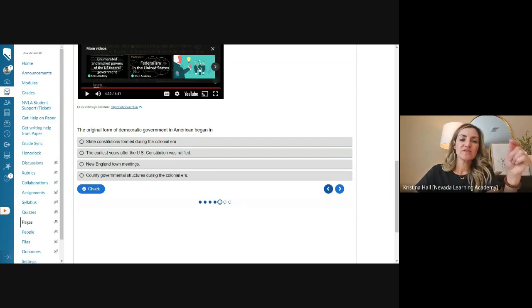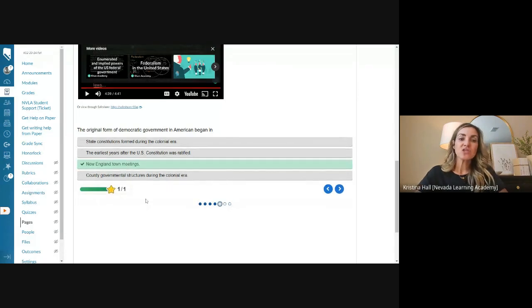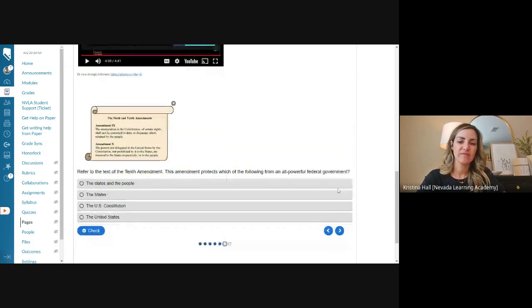The original form of democratic government in America began in New England town meetings. So even before the Constitution or the Articles of Confederation, even before the Declaration of Independence, there was colonial local government. So this was already planted. That's why people strived to have more of it when Britain was cutting it off.